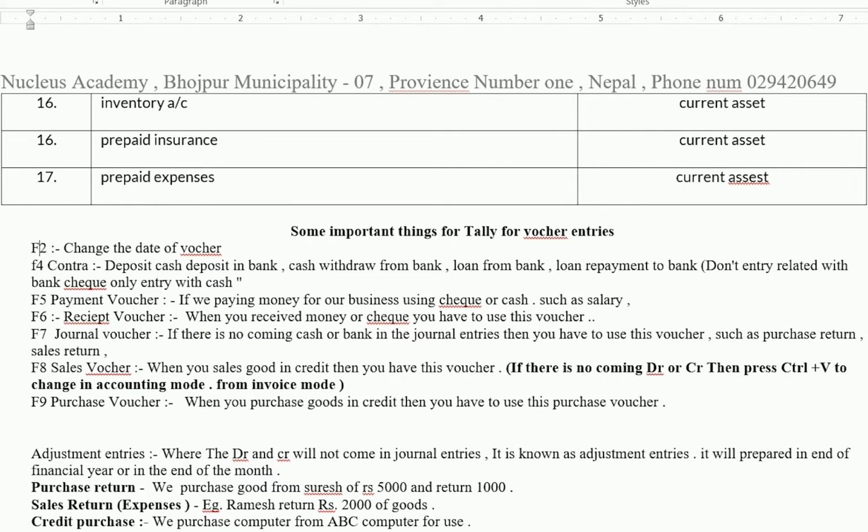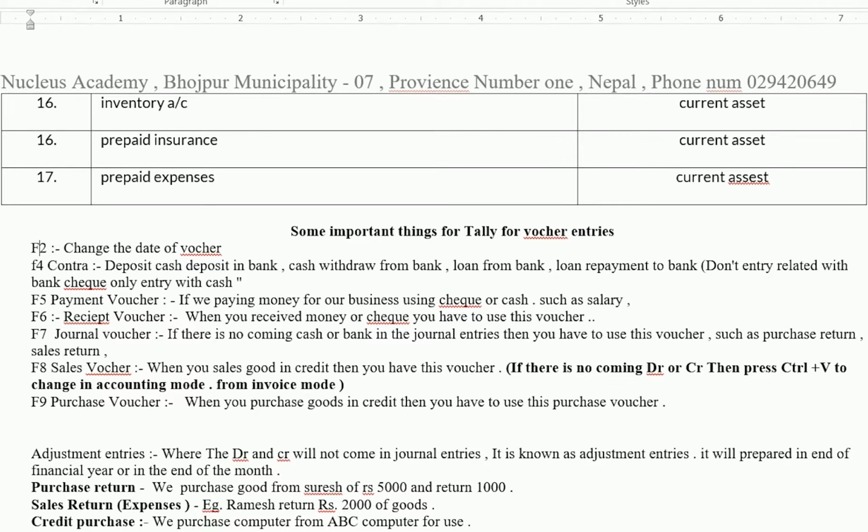Using the receipt voucher you can enter all the receipt transactions, where you receive money or cheque. If you are receiving money, cheque or cash, in that case you have to use the receipt voucher. To use the receipt voucher, you just have to press the F6 button.